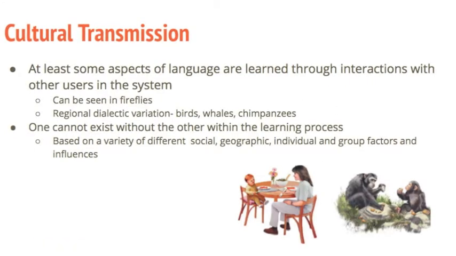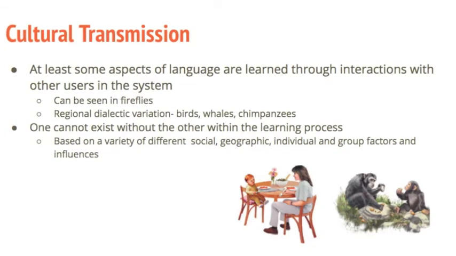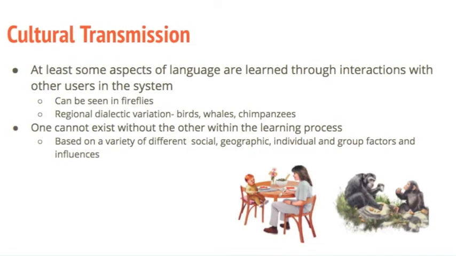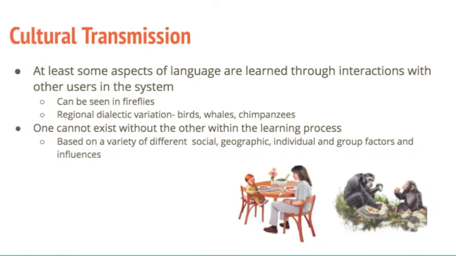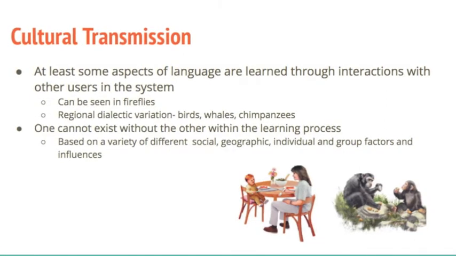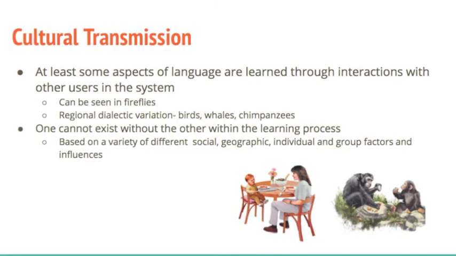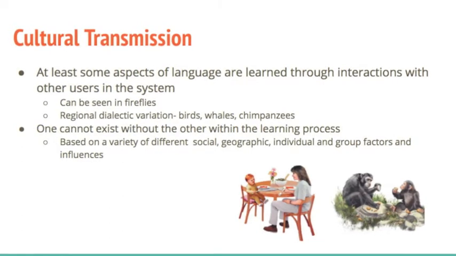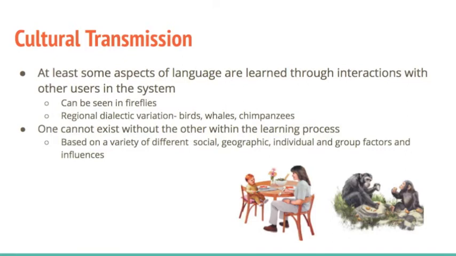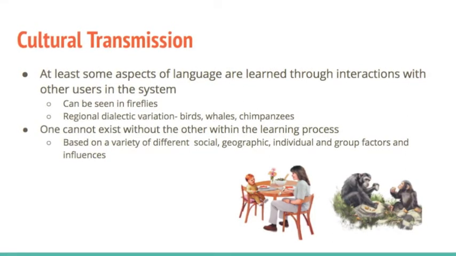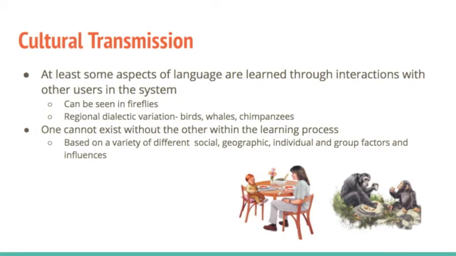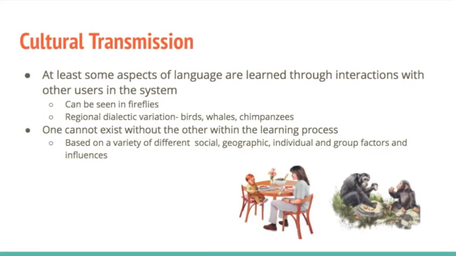Cultural transmission refers to the fact that at least some aspects of it are learned through interaction with other users of the system. This design feature is found in some animals like fireflies, but not all. In most organisms, the signal code itself is innate or genetically programmed. Dialectal variation indicates that there has been cultural transmission in these cases because the birds learn their dialect from hearing other birds singing.